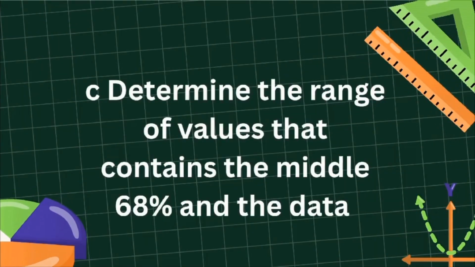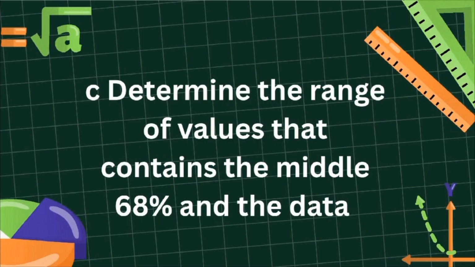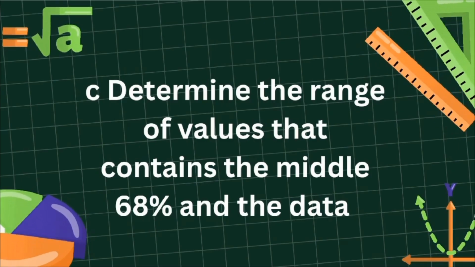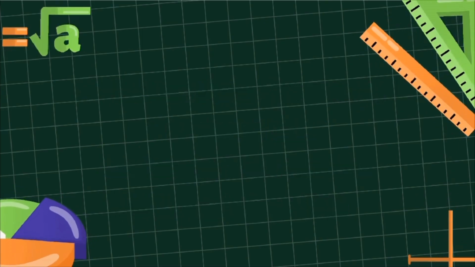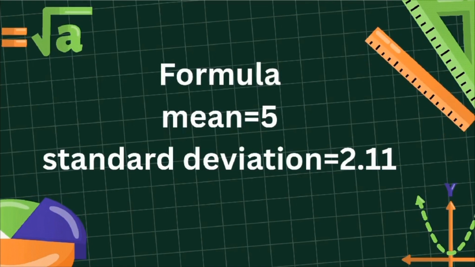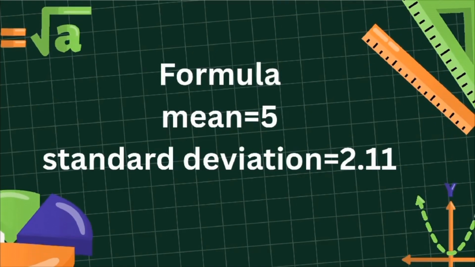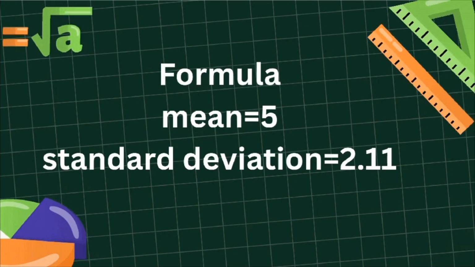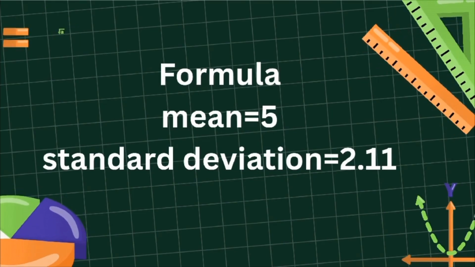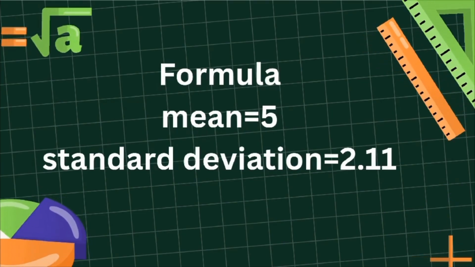So, question letter C: determine the range of values that contains the middle 68% of the data. So, use the formula with the mean and standard deviation: mean plus or minus standard deviation. So, the mean is 5 and the standard deviation is 2.11.